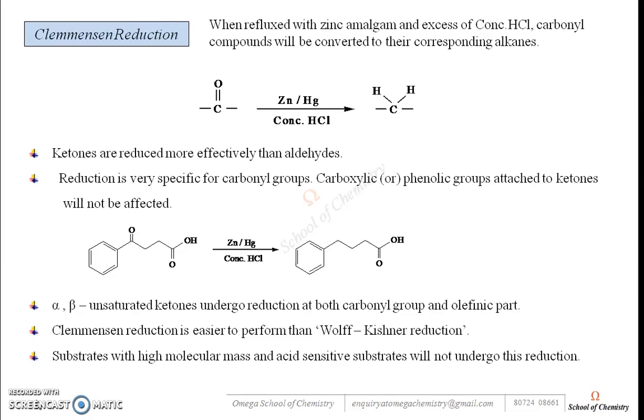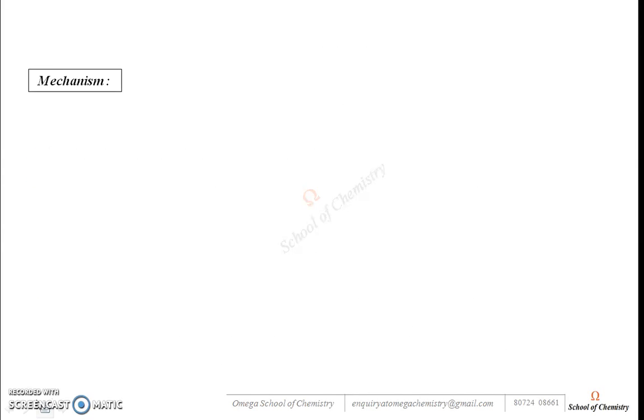Substrates that are sensitive to acid or substrates with high molecular mass will not undergo Clemmensen reduction, but they will undergo Wolff-Kishner reduction. Now let us see the mechanism of Clemmensen reduction. Of course, the mechanism is uncertain.